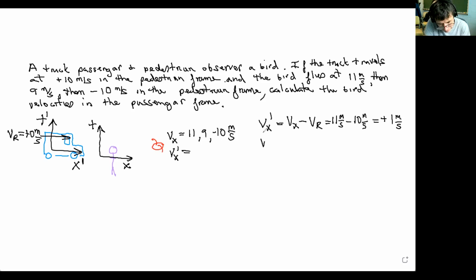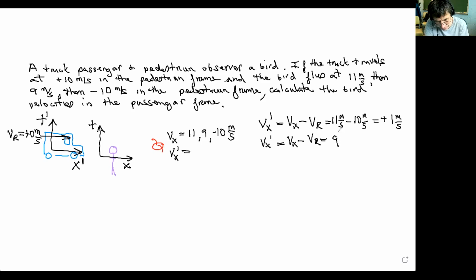If I do the same calculation for the 9 meters per second in the pedestrian reference frame, the velocity of the bird in the truck reference frame, Vx prime, will be the velocity of the bird in the pedestrian reference frame, less the velocity of the truck reference frame with respect to the pedestrian reference frame. And now I fill in the numbers again.